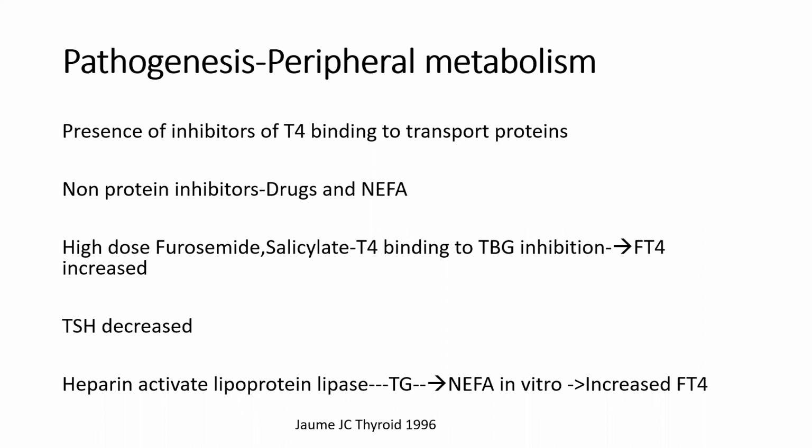Then another mechanism in peripheral metabolism: inhibitors will be present which will inhibit the T4 binding to transport protein, like non-protein inhibitors, many drugs, and non-esterified fatty acids, which will inhibit the T4 binding to thyroid binding globulin. Drugs like high-dose furosemide and salicylates will directly inhibit the T4 binding to thyroid binding globulin. So what happens? Free T4 is increased. When free T4 increases, there will be a negative feedback loop acting on the pituitary. It will reduce the TSH release. So there will be a reduced TSH with increased FT4 status.